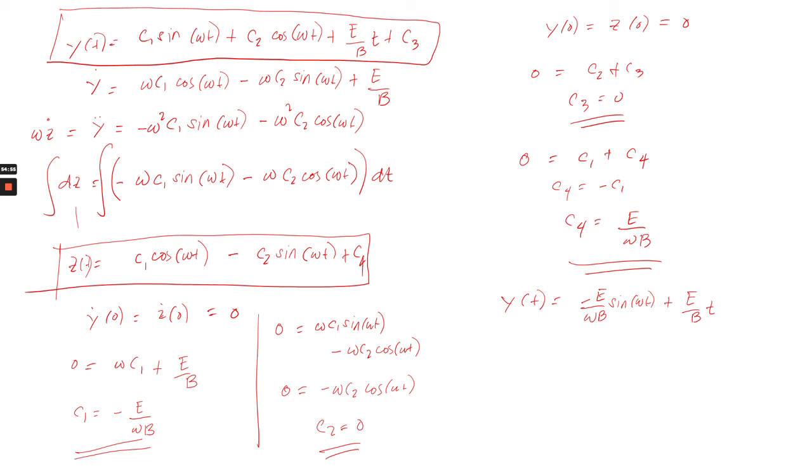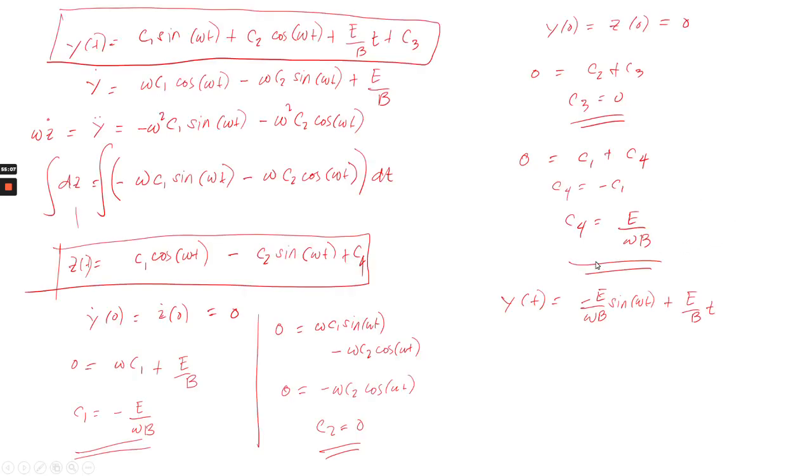Then, simplify y of t. We have E over omega B, omega t minus sine omega t.